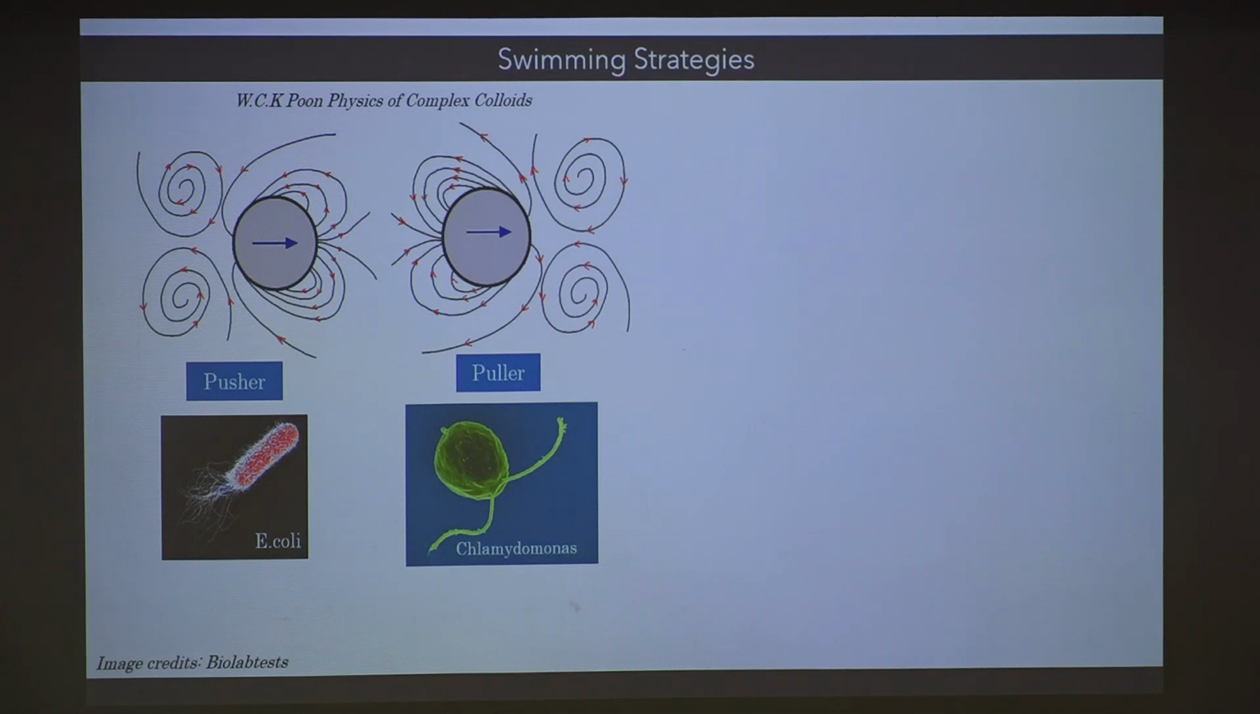So typically, from biological organisms, we know that a swimmer can be either a pusher, where it generates a thrust from its rear end, or it can be a puller, where it gets pulled from the front end. E. coli is known to be a pusher, Chlamydomonas is known to be a puller.